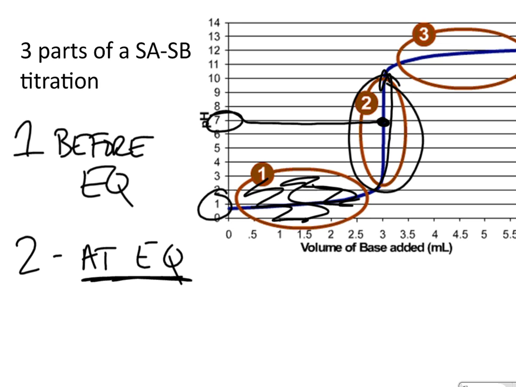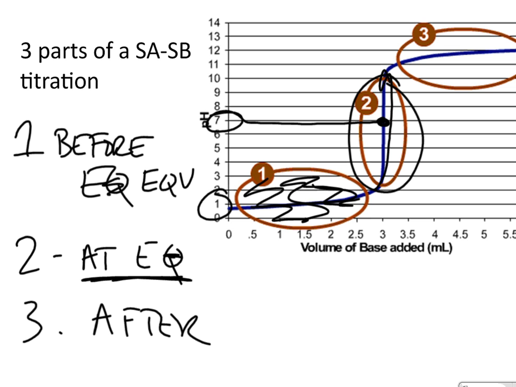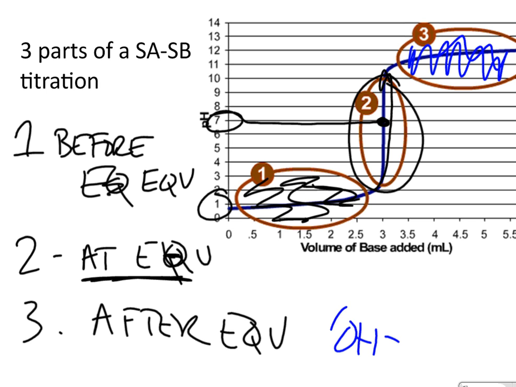be. The third section is after equivalence. After equivalence, actually I should write EQV, versus equilibrium. After equivalence is going to be represented by the region up here on the titration curve. Right there, basically after equivalence, the thing that's going to set the pH is the fact that you're adding OH minus, or a base, which is going to be the thing that determines what your pH is.